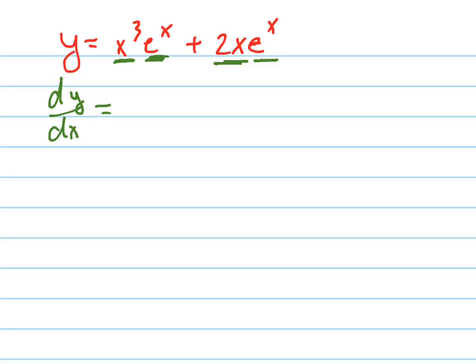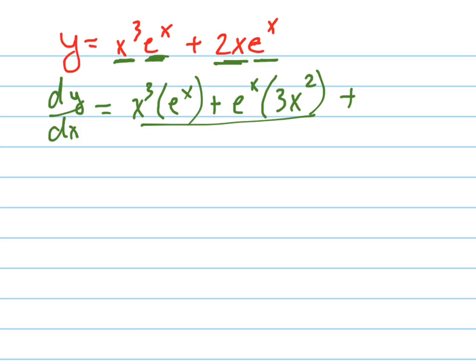So the product rule says it's the first, which is x cubed, times the derivative of the second, which is just e to the x, plus the second, which is e to the x, times the derivative of the first, which is 3x squared. That's this first one right here.